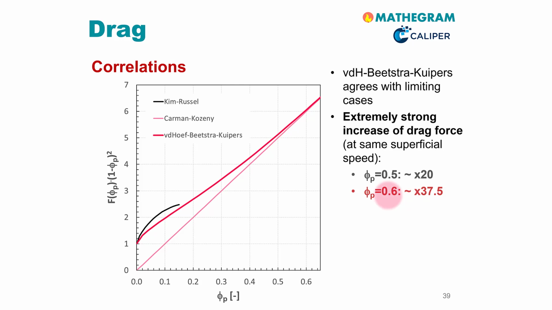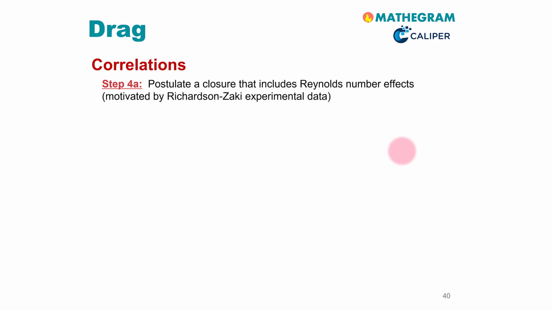And even more extreme, if you go to a particle volume fraction of 0.6, you see that this term is roughly 6. And again, please note that if we calculate this term here, for this case of phi p 0.6, it is 0.16. So if we then solve for f, we arrive at a 37.5 times higher drag force at the same superficial speed as in the dilute limit. This is really significant.